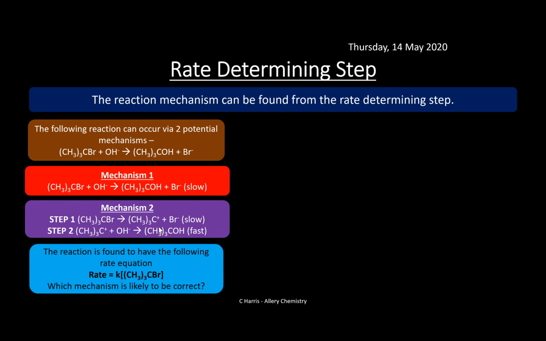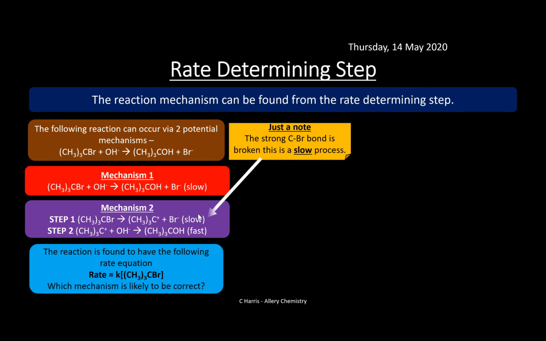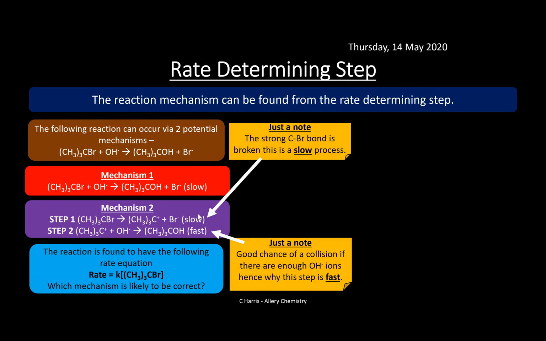So the rate equation is found to be rate equals k times the concentration of our tertiary halogenoalkane, or haloalkane, which is this here. And so we need to work out, using this, which mechanism is likely to be correct. Now there are a few explanations why these steps are slow and fast. The first one is slow because the strong C-Br bond has been broken here. And this one's a fast process because there's a good chance of collision, as there are loads of OH minus ions floating around.